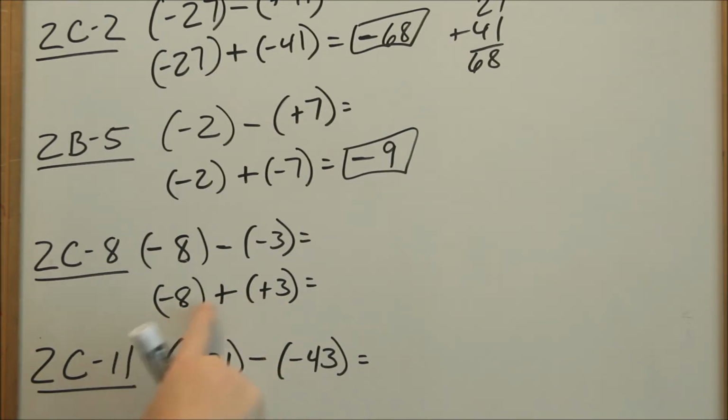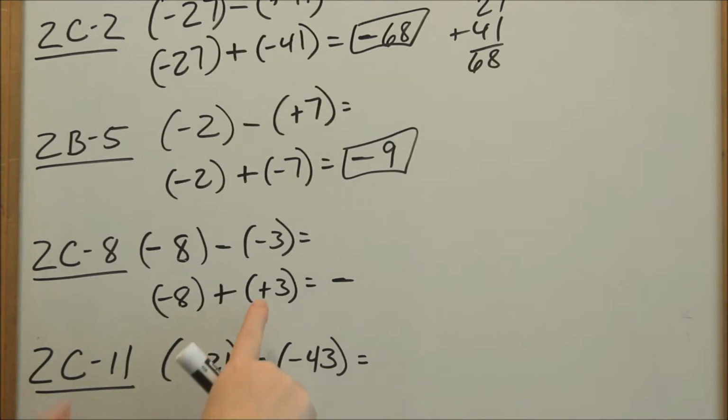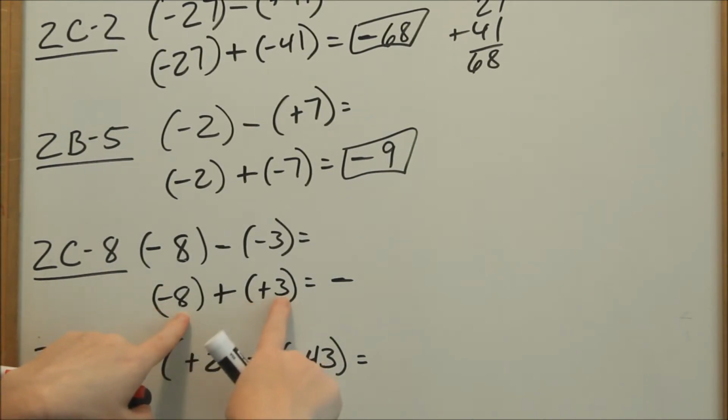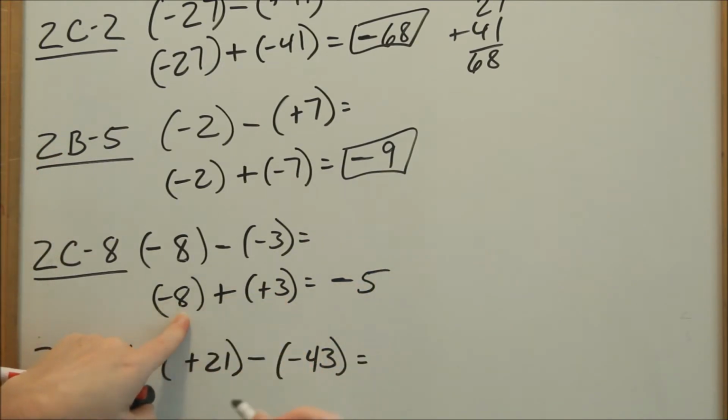Well, if you owe 8 and then someone gives you $3, are you going to owe or are you going to have money? You're still going to owe. Well, how much are you going to owe? Because these signs are different, you have to subtract these numbers. You still will owe $5 because 8 minus 3 is 5.